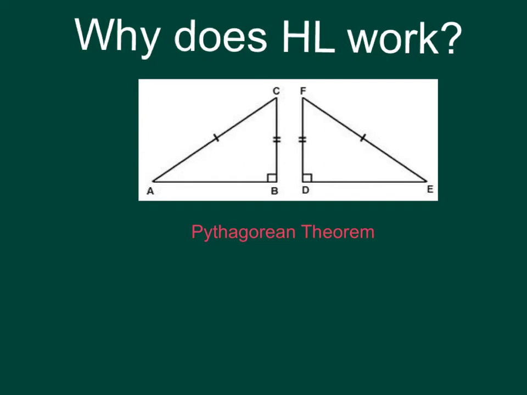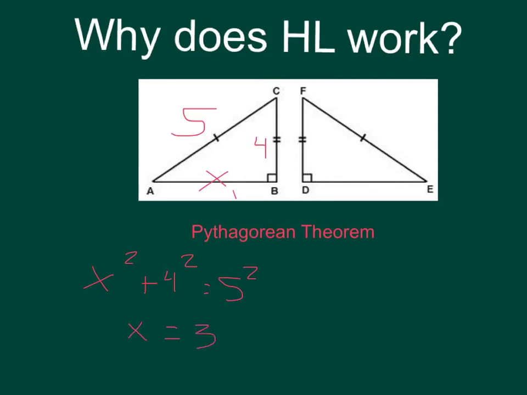Now, why does hypotenuse leg work? Well, it works because of the Pythagorean theorem. If we fix 2 sides of a triangle, the third side of the triangle is determined by the Pythagorean theorem if it's a right triangle, which is the only time hypotenuse leg works. So let's say that the hypotenuse of this triangle is 5, and we'll make this leg 4. Well, we know by the Pythagorean theorem, our missing side here, we'll call it x, that x squared plus 4 squared has to equal 5 squared. And if we solve that through, we'll find out that x is equal to 3.